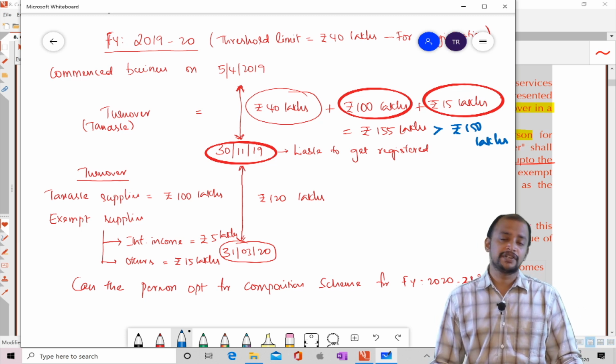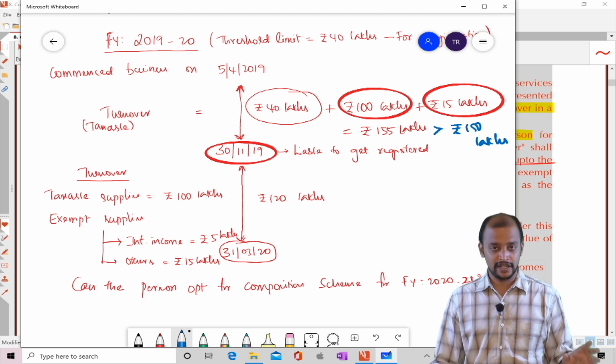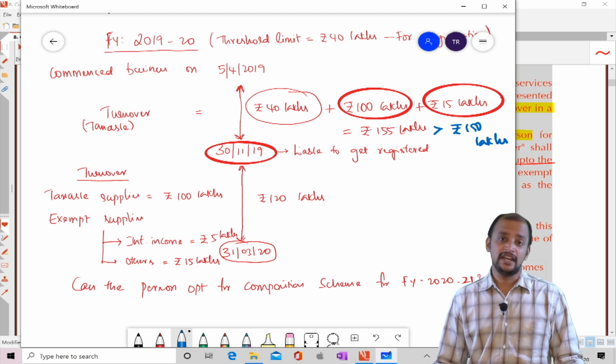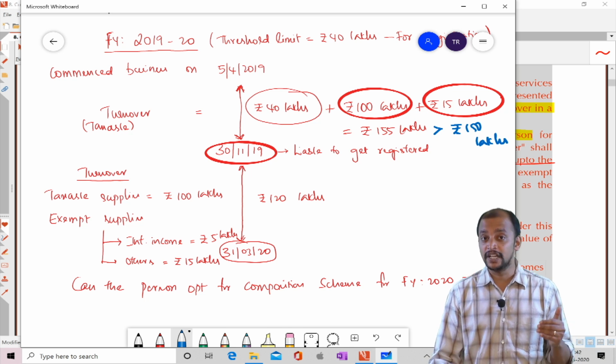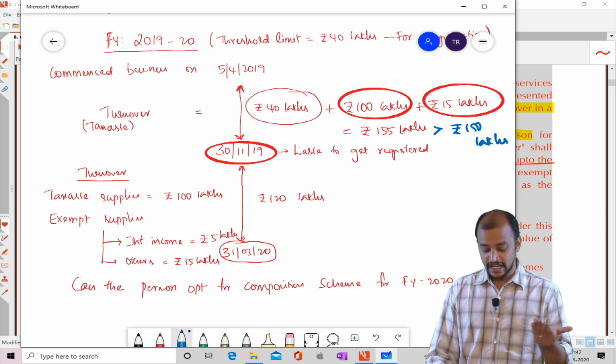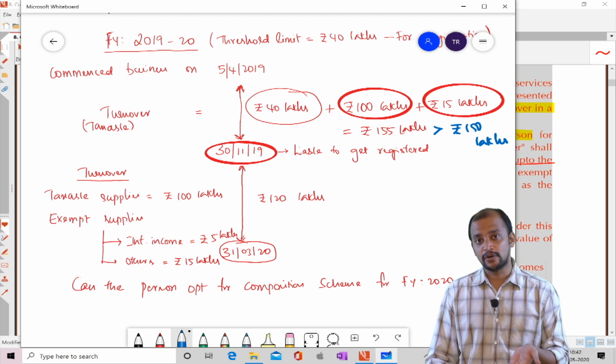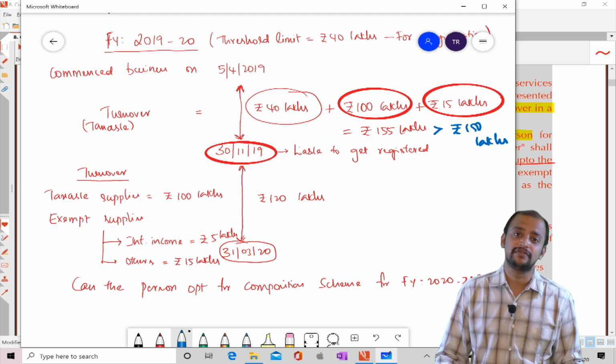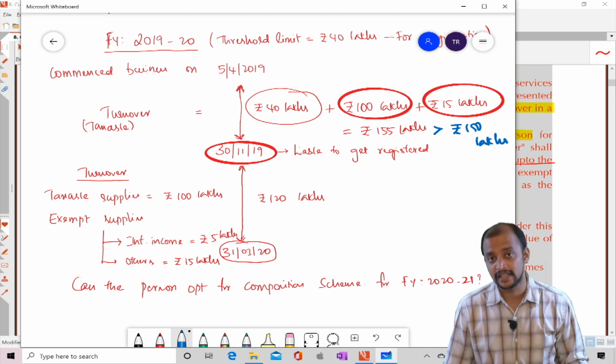liable to get registered, even that also should be counted in the turnover, because there was another view, that anyhow that person is not required to register at that point of time, so we need to take turnover only from the date he is liable to get registered. If that be the case, 120, so out of that 120, 100 taxable and 15, so 115, definitely he is eligible for the composition scheme. So we should not take that alone.